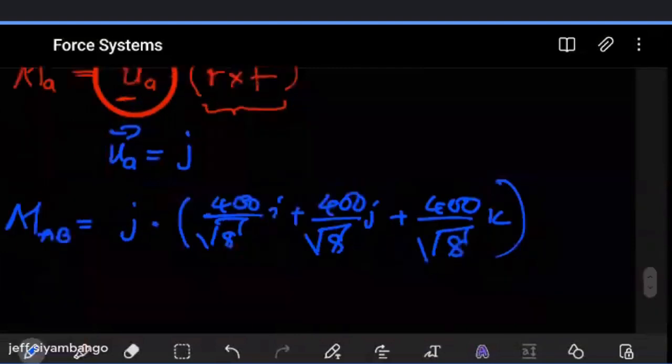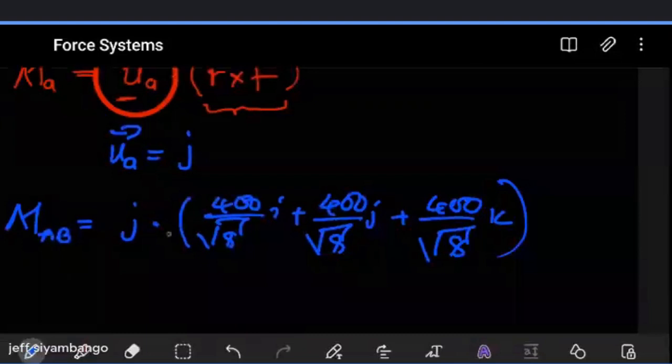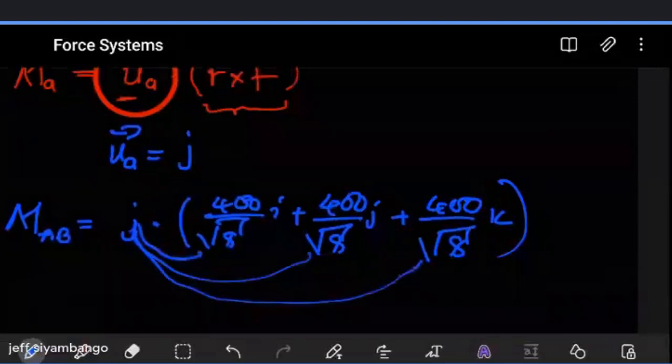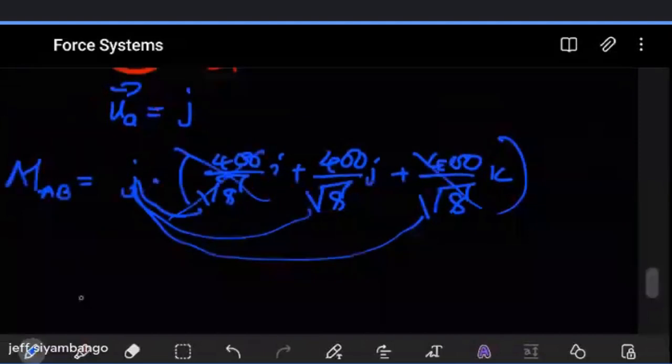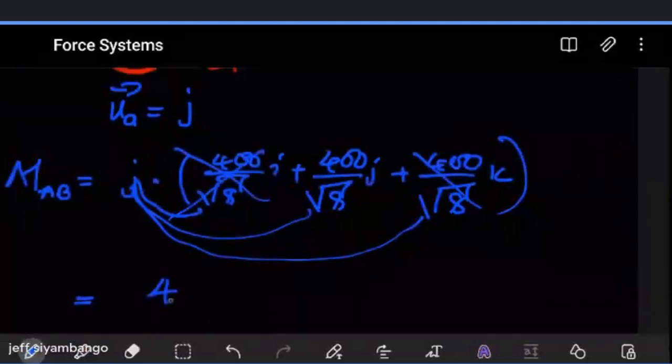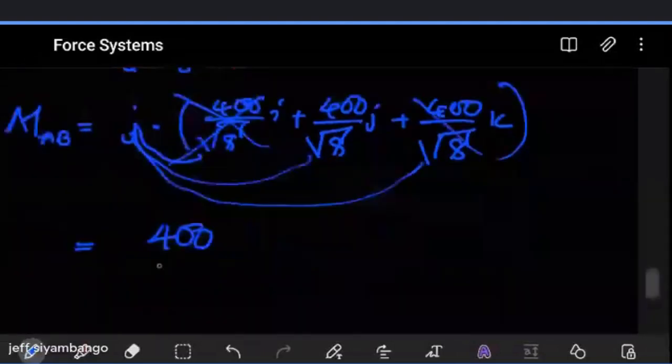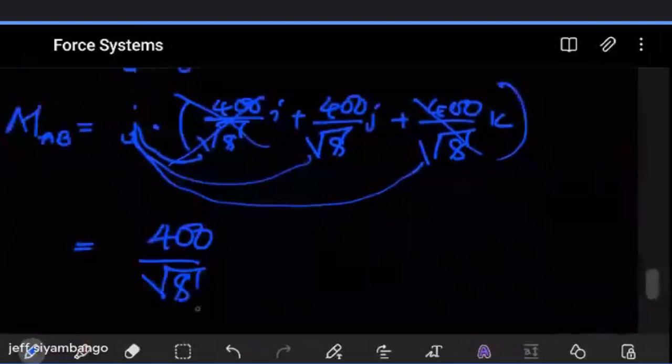And we know the property of the dot product. J dot I will give you 0. J dot J will give you 1. J dot K will give you 0. In other words, when we distribute this times this, and then this times that, all of these will give you zeros except where you have J dot J. So the answer here ends up being 400 over root 8. The J dot J gives you a 1. This becomes the moment here.